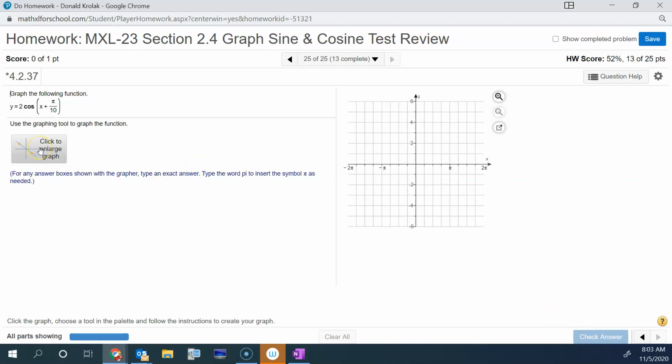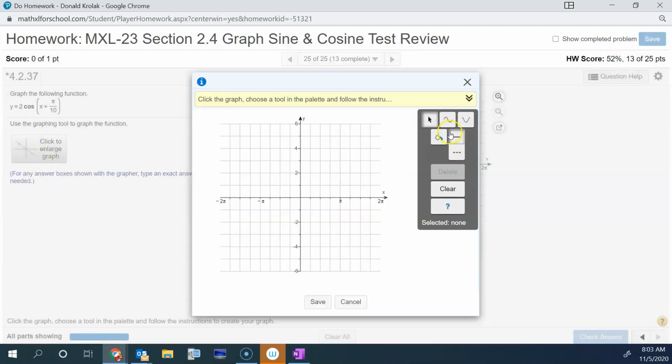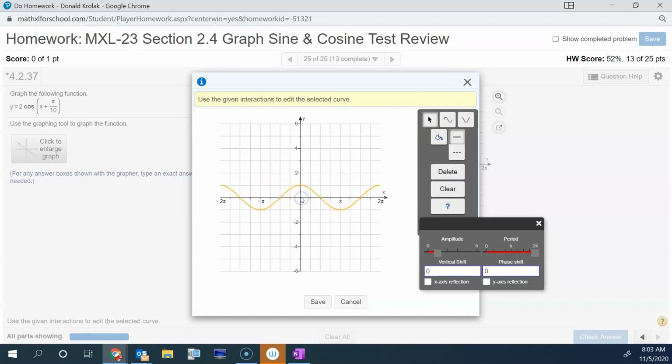All right, and the last one is just graph it, and then you're going to be doing, I would imagine, domain and range. Cosine. Okay, amplitude. Okay, phase shift, since that's plus pi over 10, I'm going to go negative pi divided by 10. No vertical shift.